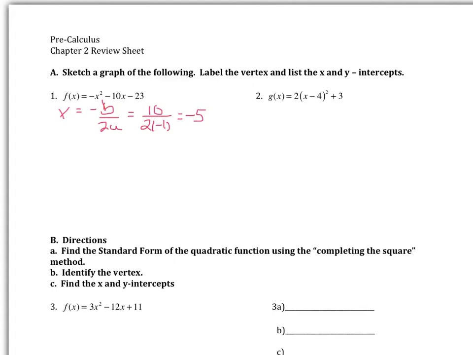Then I'm going to take negative 5 and plug it back in to find the y part of the vertex. So we get negative 5 squared, which is 25, but then we need to put the negative out in front, plus 50 minus 23. So we get 2. So we know that our vertex is at -5, 2. So I'm going to put that on my graph.